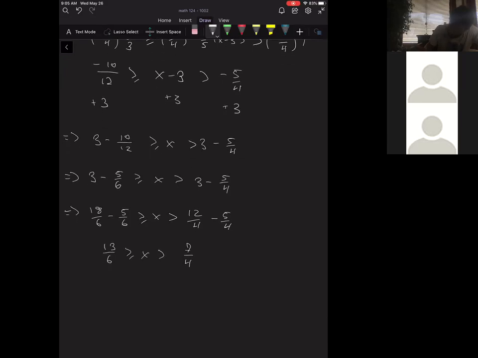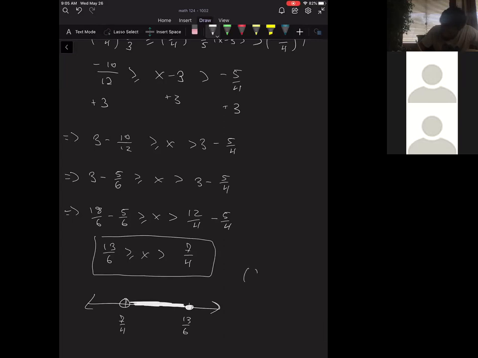All right, so onto a number line. Here's one way to write the answer. On a number line, we have 7 over 4 and 13 over 6. 13 over 6 gets the closed dot because it has the or equal to sign, and the 7 over 4 gets the open dot. It's saying x is bigger than 7 over 4, but less than or equal to 13 over 6. So it's in between. And then if we put that into an interval, we will have 7 over 4, 13 over 6.